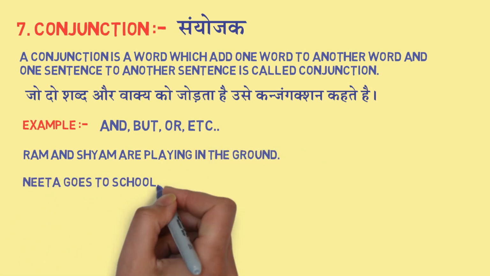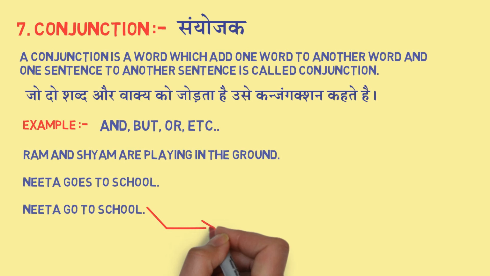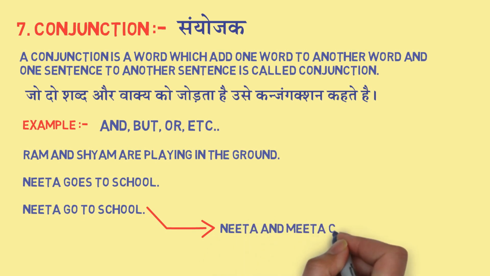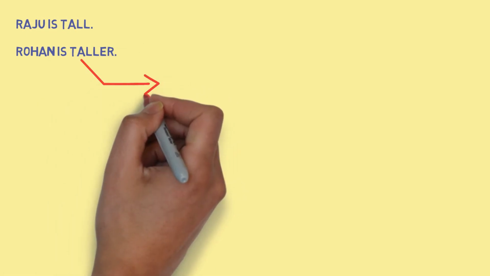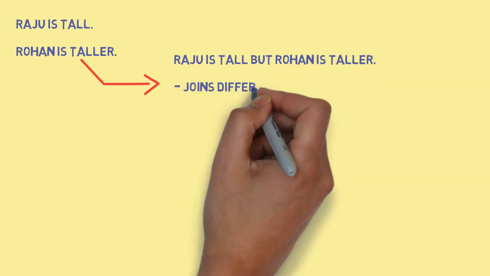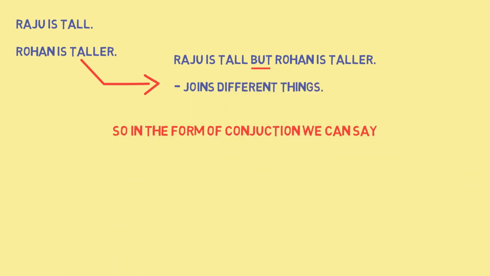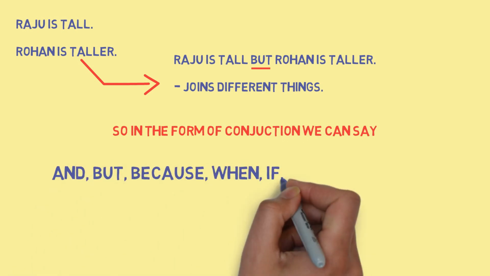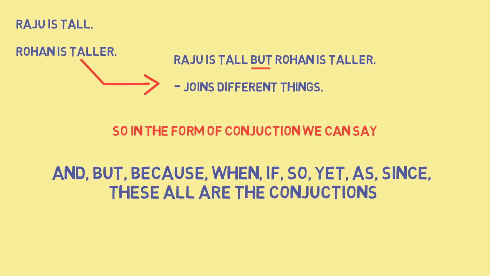Neeta goes to school. Meeta goes to school. If we say it in this form, it is not a conjunction. We can say in the form of conjunction, Neeta and Meeta go to school. To join the sentences: Raju is tall, Rohan is taller. We can say, Raju is tall, but Rohan is taller. To join the different things, but is a conjunction. So in the form of conjunction, we can say and, but, because, when, if, so, yet, as, since. These all are conjunctions.